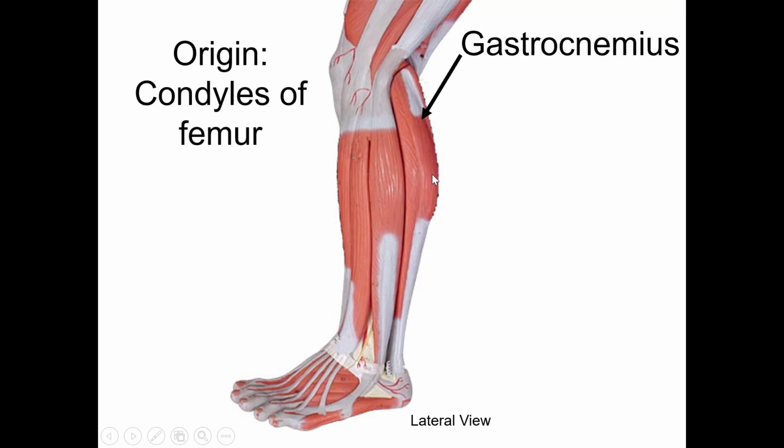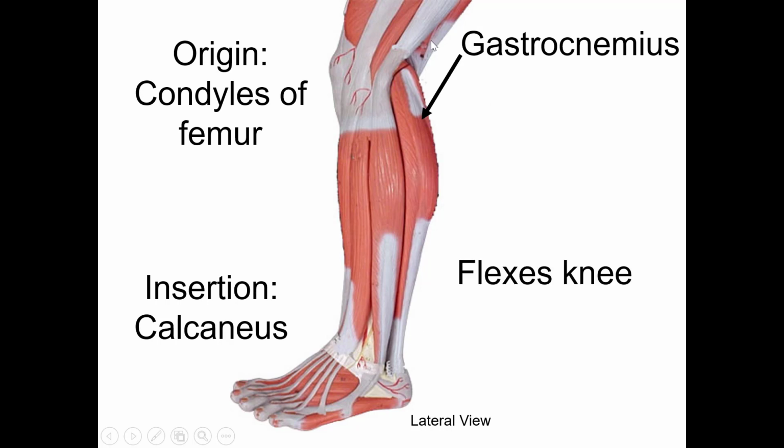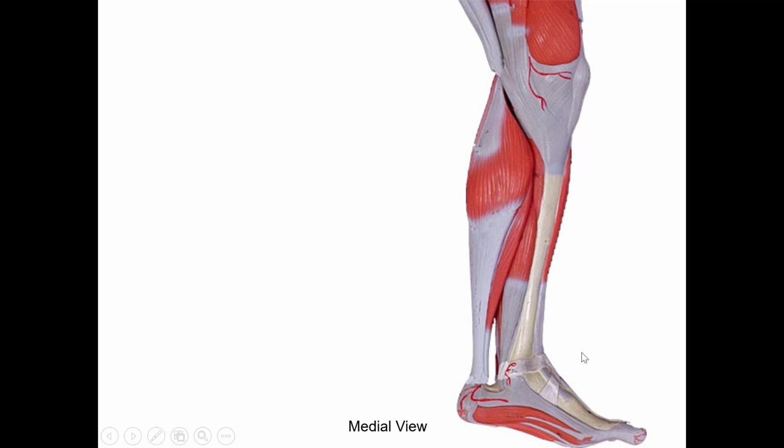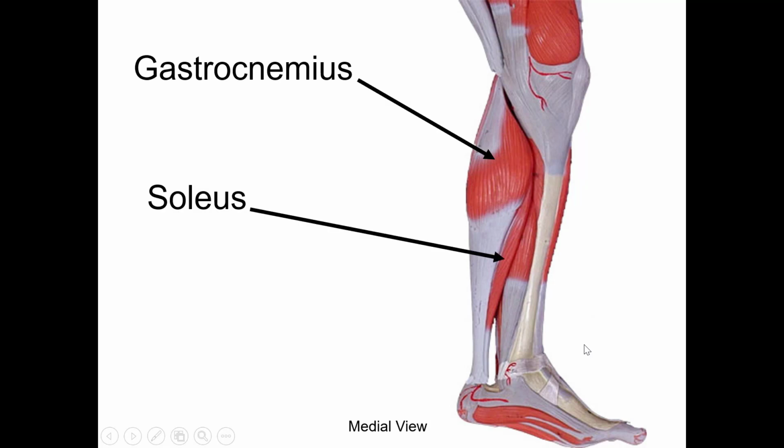The gastrocnemius originates on the condyles of the femur and inserts on the calcaneus. It crosses the knee joint and the ankle joint, and it will act on both joints. It flexes the knee and plantar flexes the foot. Moving to a medial view, there's the gastrocnemius and the soleus.